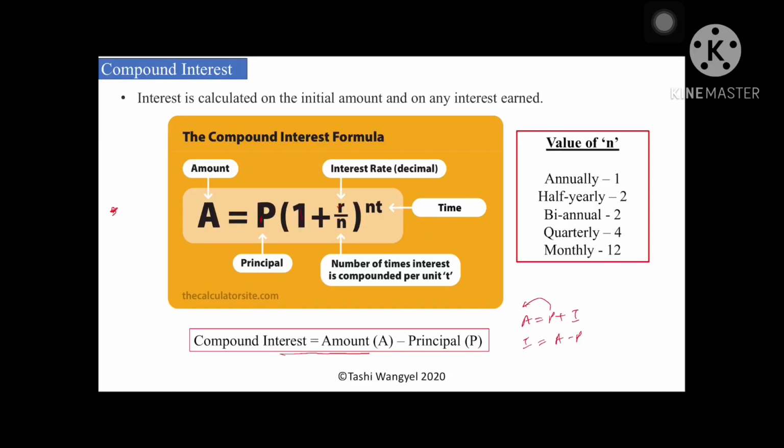In the formula, you need to know the N value given in the question: compounded annually, compounded quarterly, and so on. Compounded annually, the N value is 1. Compounded half yearly, the N value is 2; biennial, N value is 2; quarterly, N value is 4; monthly, N value is 12. The N value is determined by the compounding.